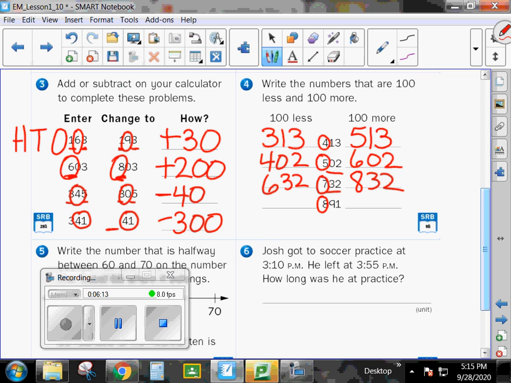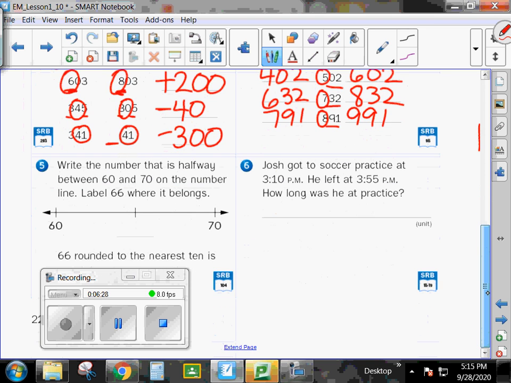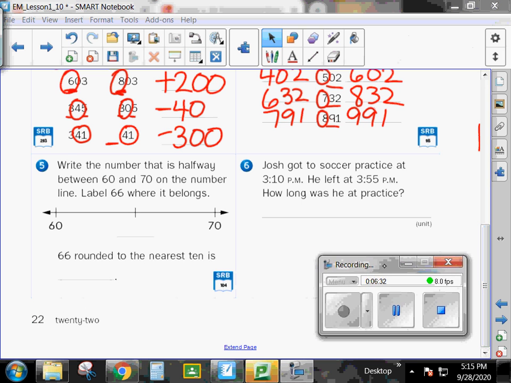I have 800. Okay, if I have 100 less, now I have 791. Rest of it stays the same. And if I have 100 more, now I have 991. Pretty easy stuff. I'm only changing the digit in the hundreds place. All right, let's look at number 5.